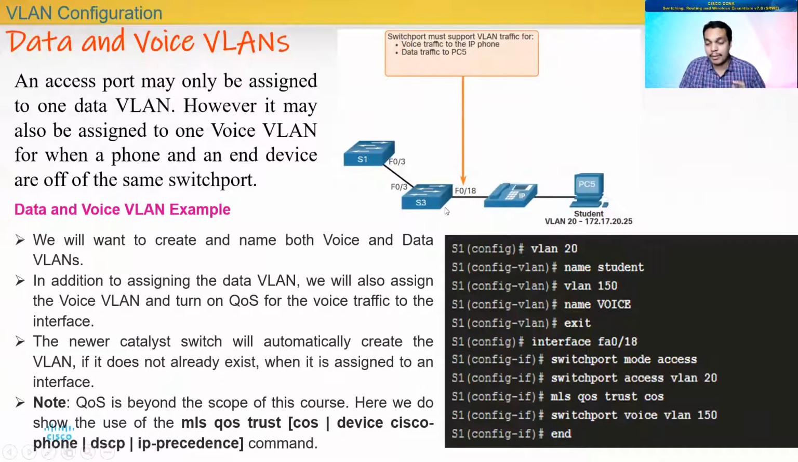Please remember one thing. For one port, you can only assign one data VLAN. You cannot assign two data VLANs. But for the same port, we can assign one data VLAN and one voice VLAN.